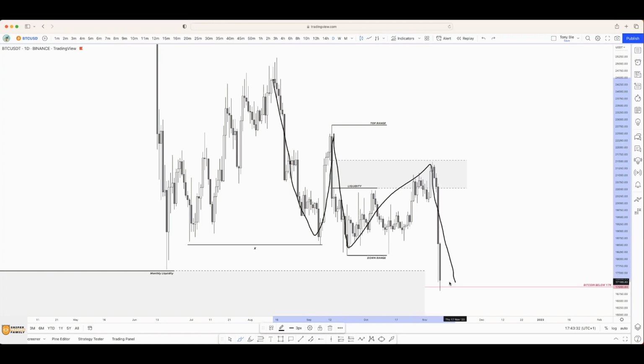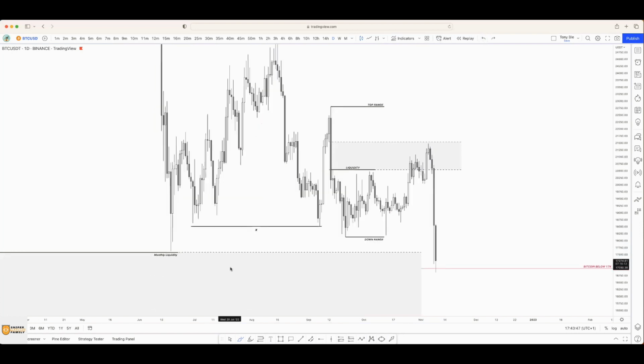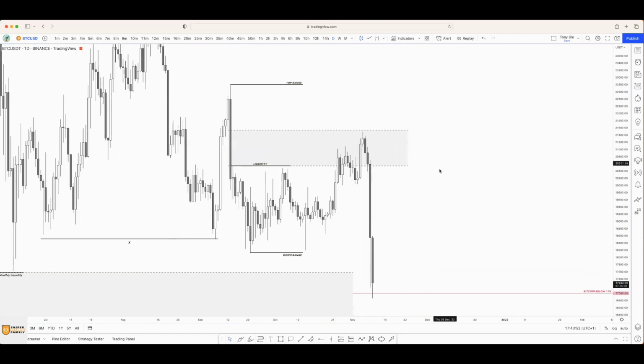And as you can see, we have a lower low. Now, if this daily candle can close below this last candle close, that is going to give us a lower low, right? And then we have a new daily range to the downside. Yeah, so we can see that the structure is still very much bearish.